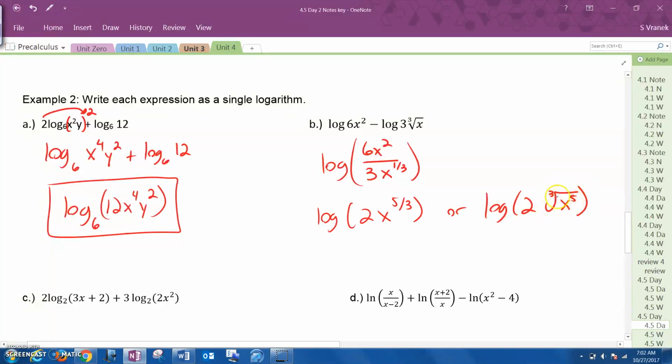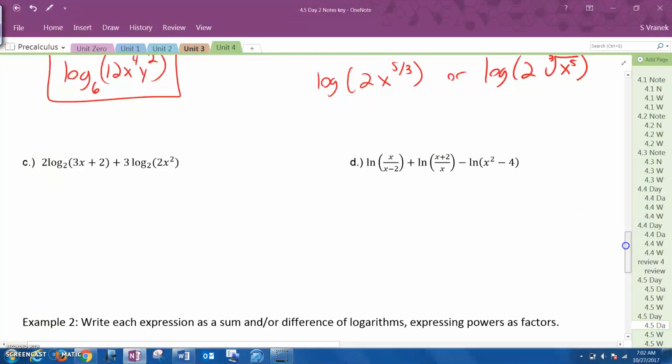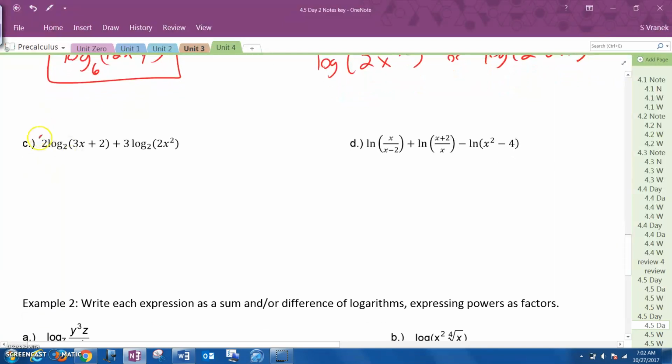Or you could even pull one x out and it's x cubed. I'm not as concerned about that right now. Alright, these here, we have to first bring our powers up, kind of like we did before yesterday. So when you do that, you're squaring this. So we get log base 2 of, if you FOIL that, you get 9x squared plus 12x plus 4.